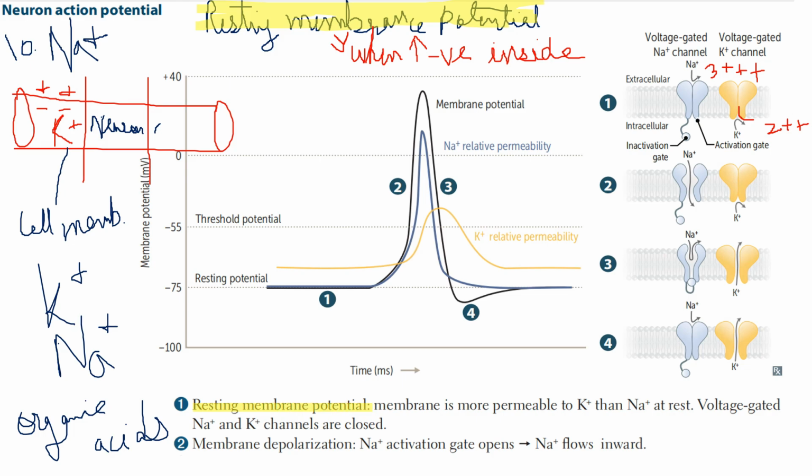So this is what is happening here. That's why it's negative inside. Although there's no negative charge inside, because there are fewer positive ions inside, we get a negative portion as compared to the outside one. Another reason to make it more negative is going to be the organic acids we have inside the neuron.